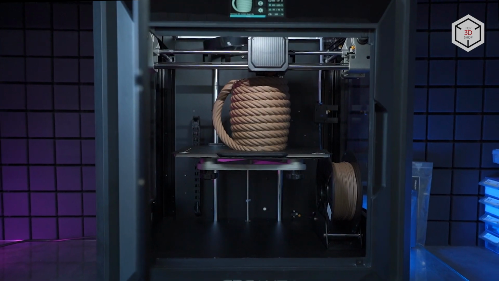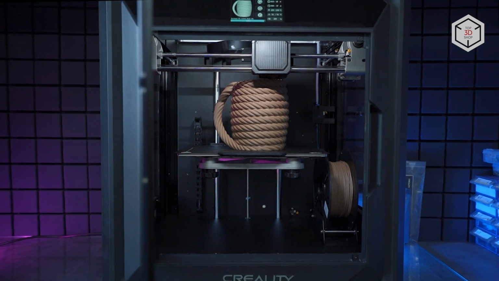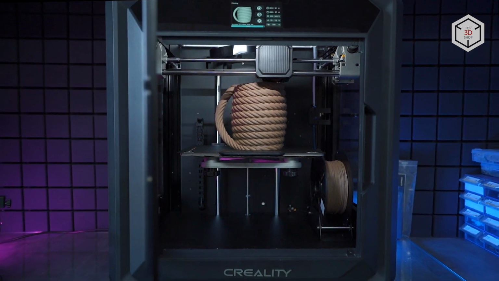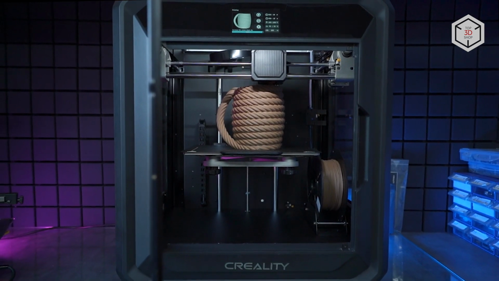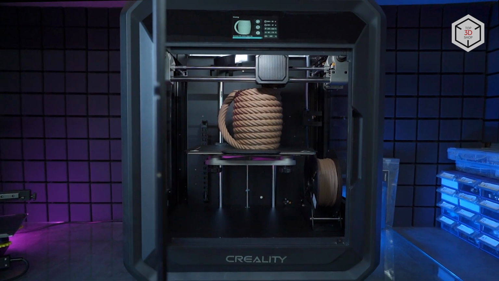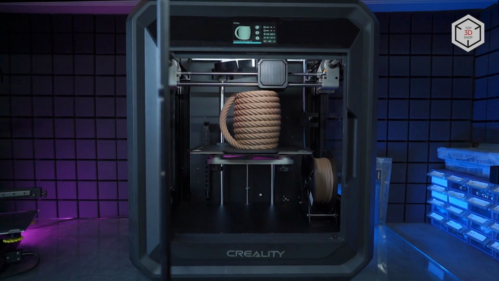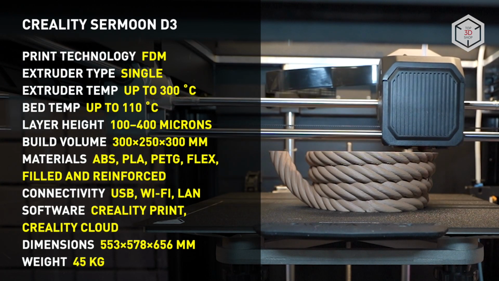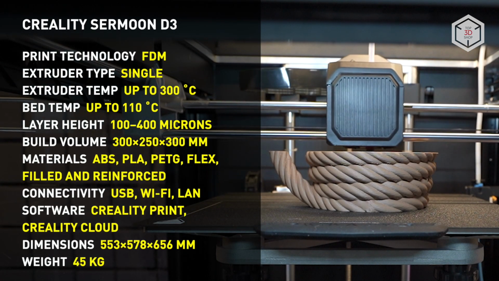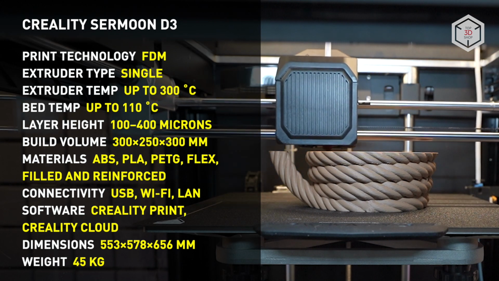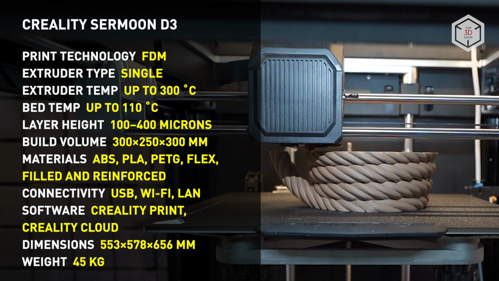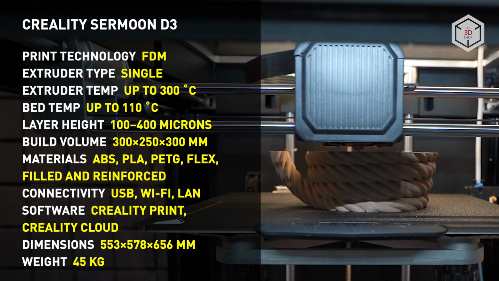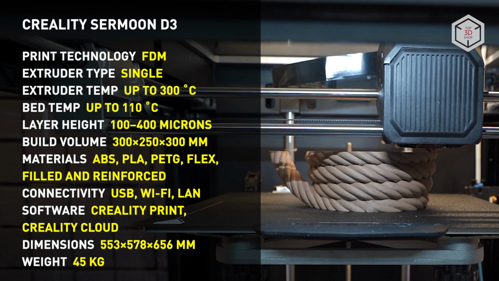The Sermoon D3 FDM printer belongs to the category of fully enclosed 3D printers designed not only for the enthusiast segment, but also industrial scale tasks, thanks to its characteristics and reliable design. The main specifications of the device are as follows. Build volume of 300 by 250 by 300 millimeters and printing accuracy of up to 0.1 millimeter. Print bed heating up to 110 degrees and the hot end up to 300 degrees Celsius.